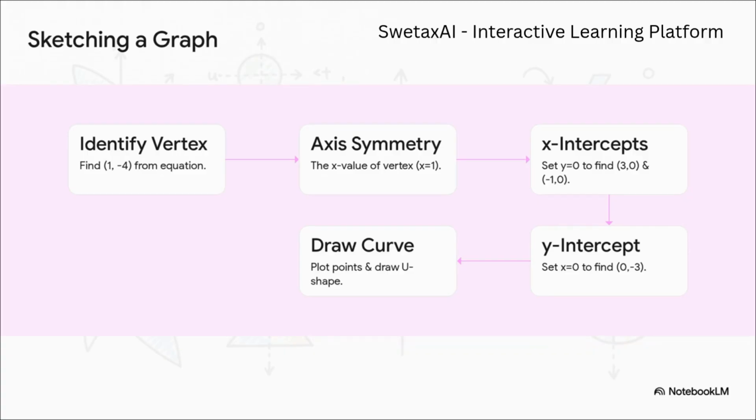Step 4, we find the y-intercept by just plugging a 0 in for x, which gives us -3. Finally, step 5, you just plot those 4 specific points, the vertex, the 2 x-intercepts, and the y-intercept, and connect them all with a nice, smooth U-shape. And boom, you've just sketched a perfect parabola, and you didn't even need a calculator.